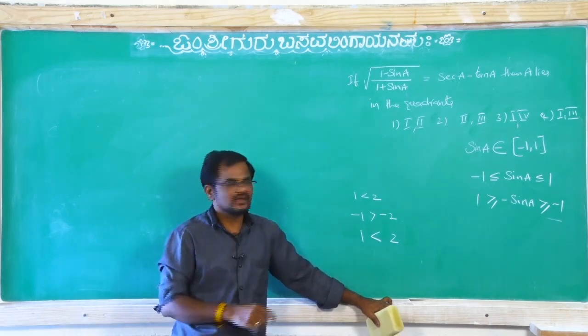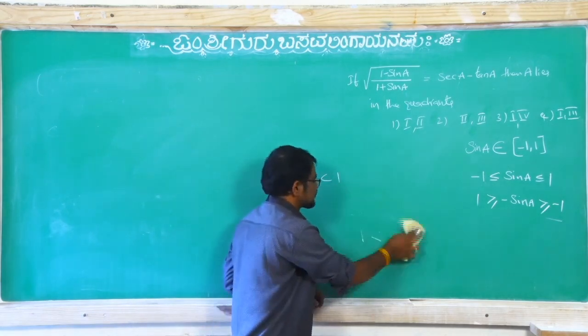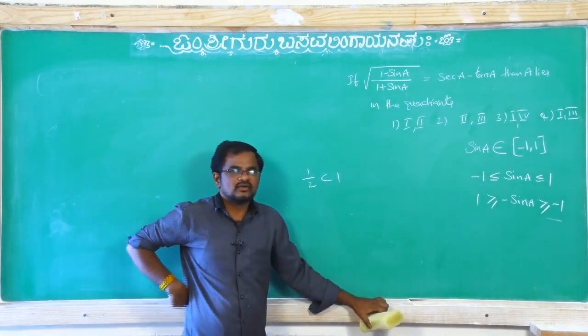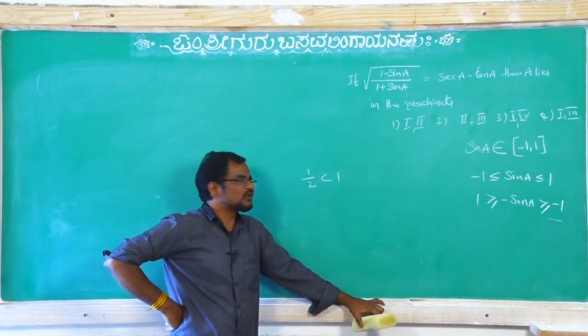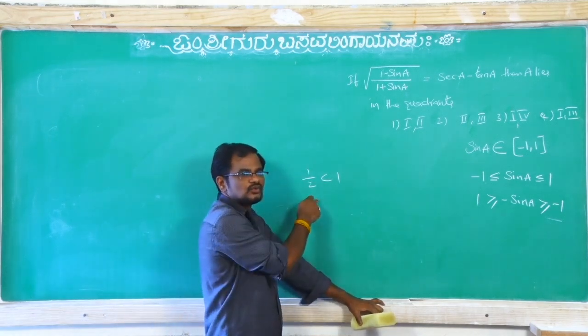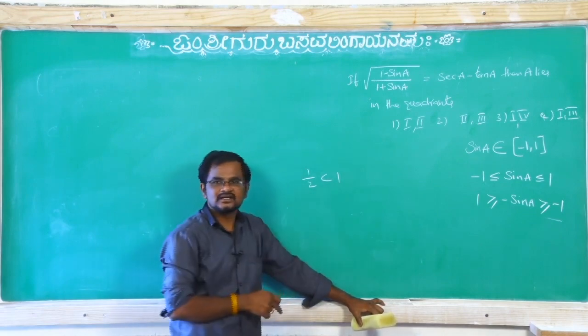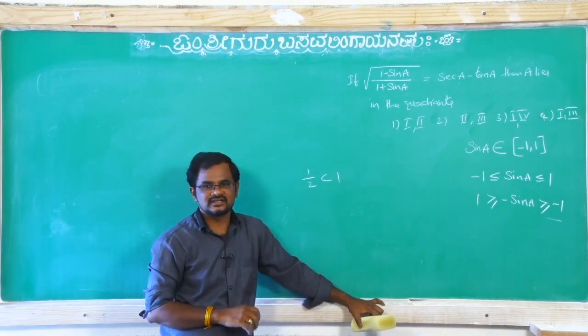Reciprocal is also the same. Suppose 1 by 2 is less than 1, true? Now take the reciprocal, meaning reverse: 2. Is it less than? So that's why the inequality will change, right? Okay.